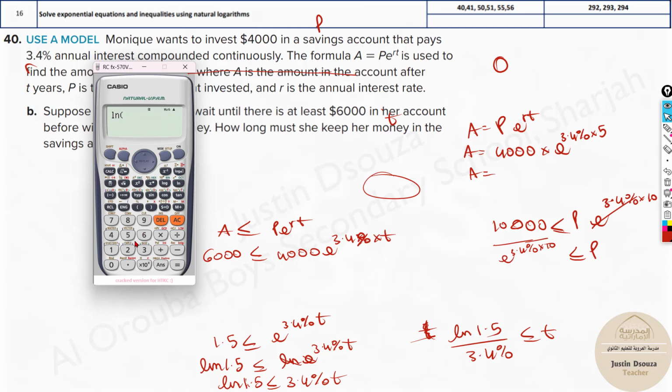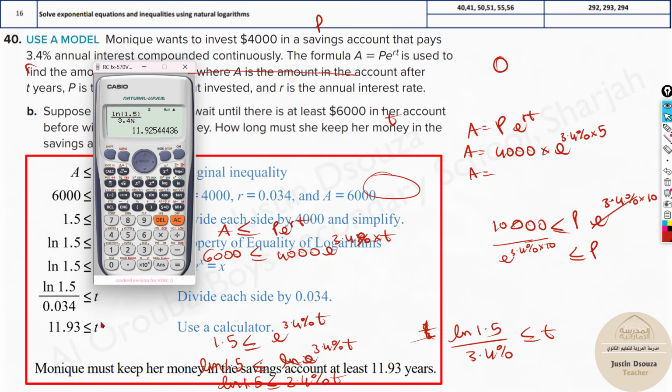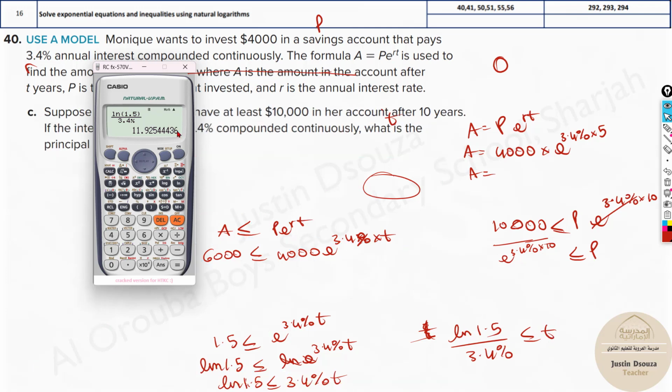It will be natural logarithm ln 1.5 divided by 3.4%. Sorry, it's percent. That's over here, and the answer is 11.93. Yes, that's correct. 11.93 is less than or equal to t. And lastly, we have 10,000 divided by e to the power 3.4%, multiplied by 10 years.